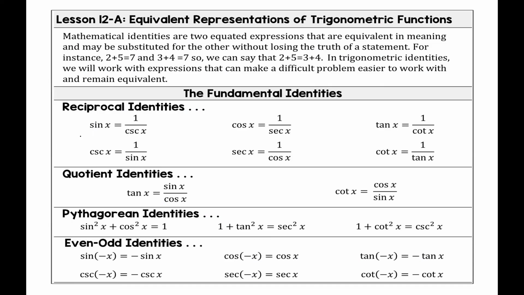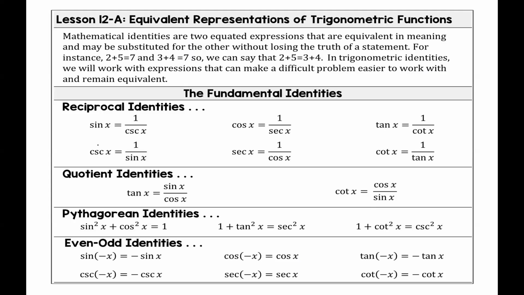Our reciprocal identity is just saying that sine x equals 1 over cosecant x, and vice versa. Cosecant x equals 1 over sine x. Cosine x equals 1 over secant x, and secant x equals 1 over cosine x. Tangent x equals 1 over cotangent x, and cotangent x equals 1 over tan x. Because they're equivalent, they can be substituted in and out of different expressions and equations for one another.